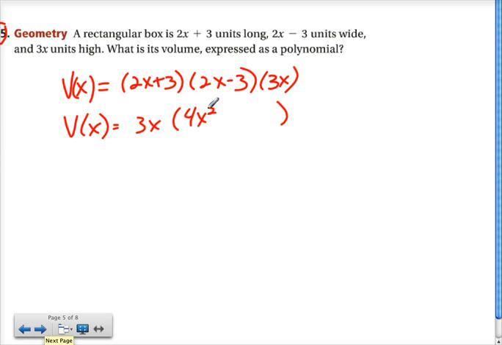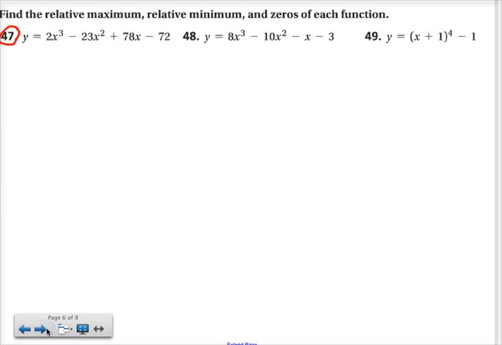2x times 2x is 4x squared. And last times last, which would be -9. And then multiply by our 3x. So 12x to the third minus 27x would be that polynomial. And you wouldn't have to use v of x, but you could use just f of x for function notation. But we definitely have to multiply that one out because it's said as a polynomial.